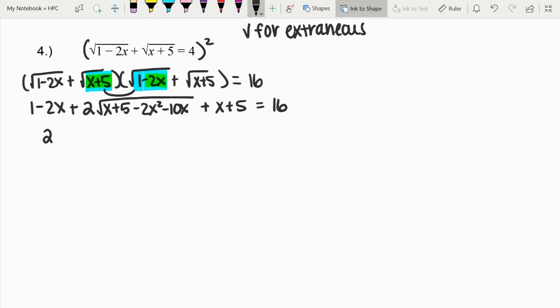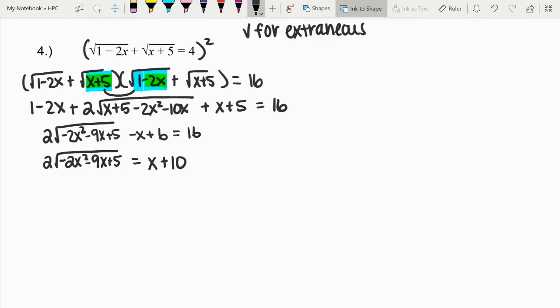So I'm going to have 2 times the square root of -2x squared minus 9x plus 5. And then I have minus x plus 6 equals 16. Okay, let's go ahead and move a few things to the other side of this equation. So I'm going to have 2 times the square root of -2x squared minus 9x plus 5 is equal to positive x plus 10. Okay, then let's go ahead and square both sides again.